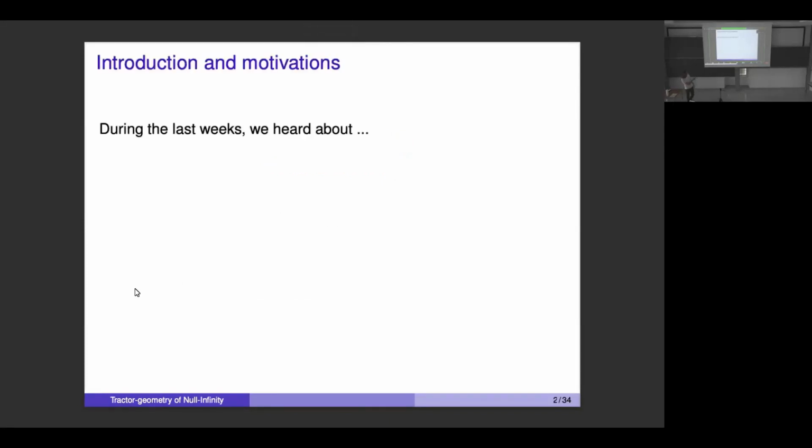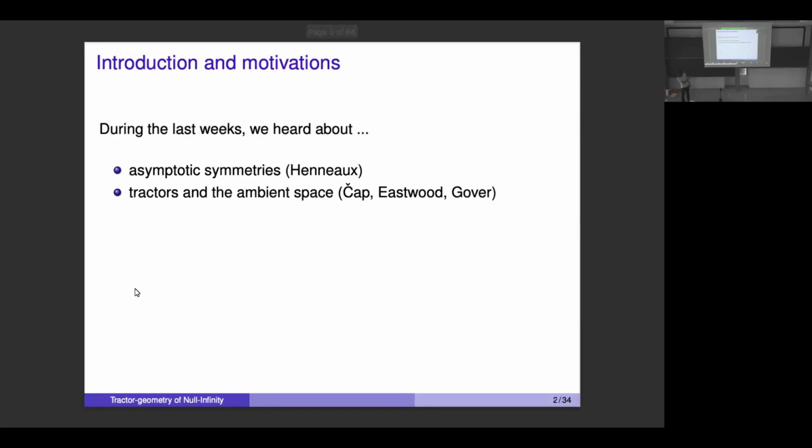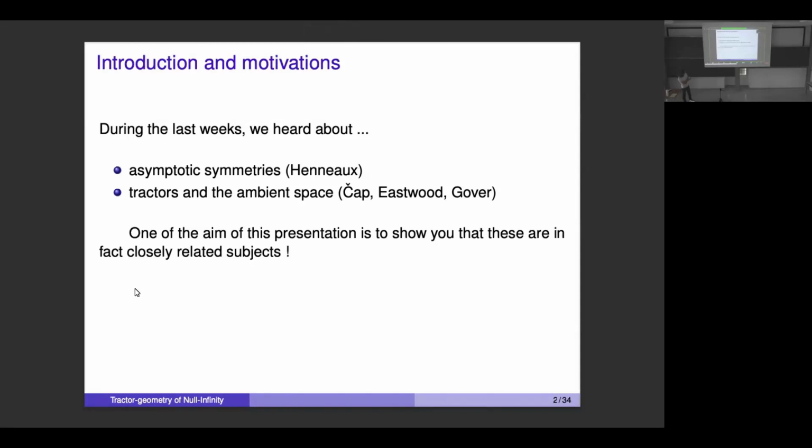So indeed, during the last week, we've heard about asymptotic symmetries. We had Mark giving us a lecture. I tried to introduce you to BMS symmetries last Friday. We heard about tractors. We had this lecture on Cartan geometry by Andreas. Ambient space, Michael Eastwood gave us this talk. And the aim of this presentation is to show that, in fact, these are very closely related subjects.